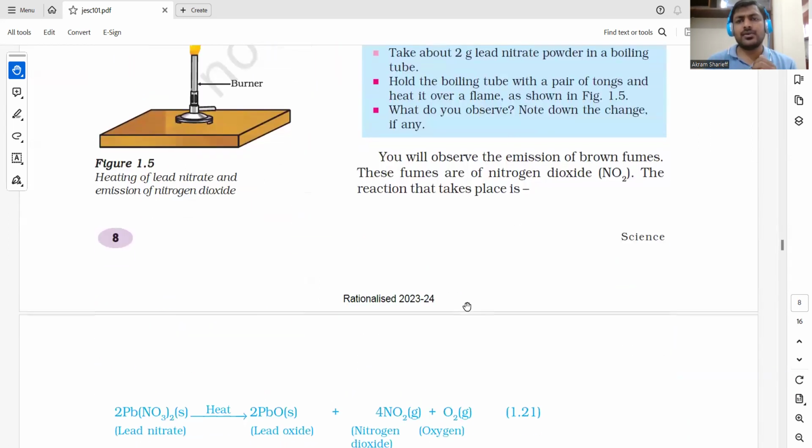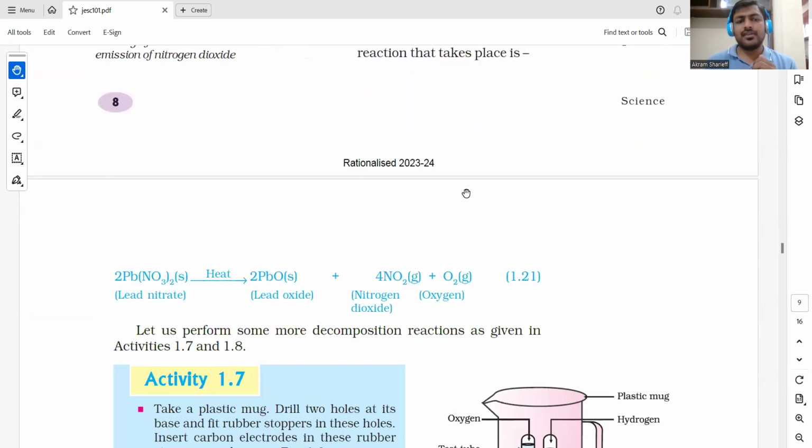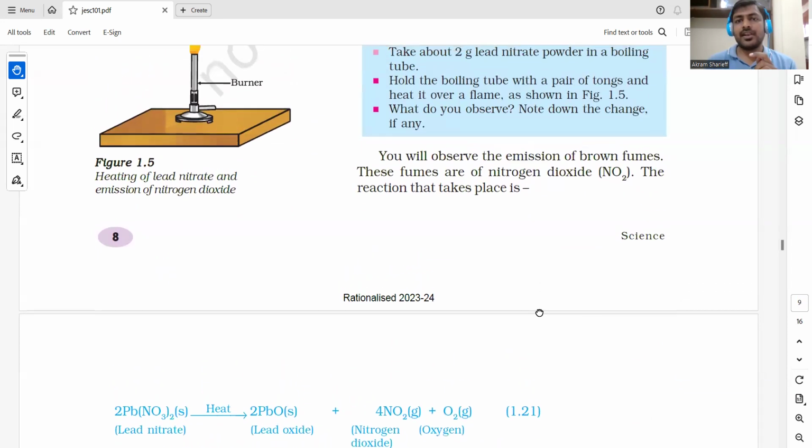Another example, we'll directly go to the example. What is this? Lead nitrate, when I heated it, I got lead oxide plus nitrogen dioxide plus oxygen. On the supply of heat, this reaction will also occur. How will you observe that the gas is evolved? What is that gas? You will observe that brown fumes have come. These brown fumes are the fumes of nitrogen dioxide.